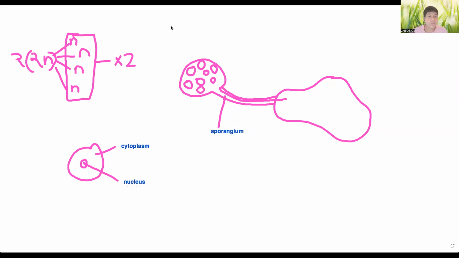So this is what a spore looks like. You have your sporangium, and you have all your spores present. This nucleus is haploid, okay? The Phycomycete which I started from the hyphae, their nucleus was also haploid. So this spore is also haploid.